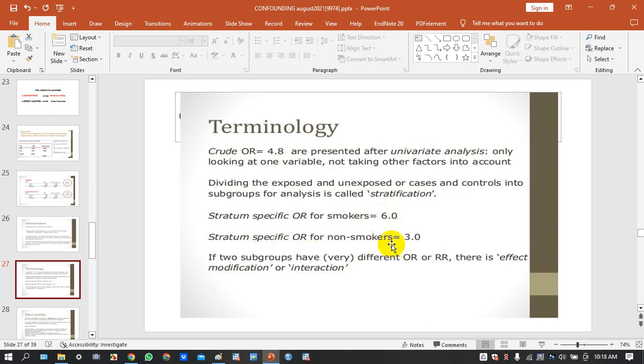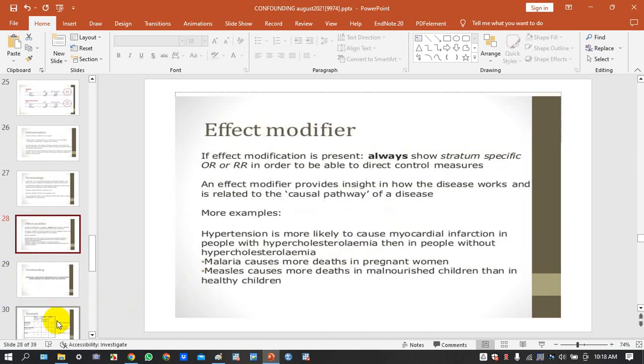So when you subtract 3 from 6, you get what? 3. So it's even above 20%. You can see that the stratum specific odds ratio for smokers is higher, meaning that smoking is an effect modifier. It's increasing the likelihood of getting the disease. So if effect modification is present, always show stratum specific odds ratios in order to be able to direct control measures. Okay, so let's see examples of effect modification.